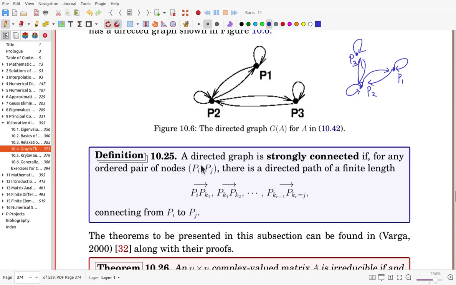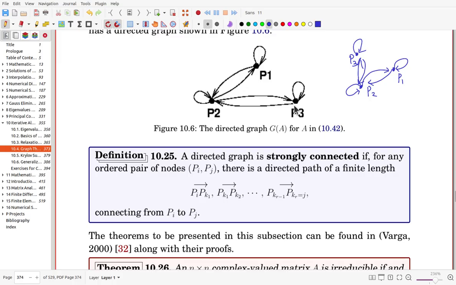Now we define strong connectedness. A directed graph is strongly connected if for any ordered pair of nodes there is a directed path of finite length. Of course, we have a finite number of points so we only have finite length. However, anyway, for the definition, we are using it here, so that from Pi to Pj, we can connect.